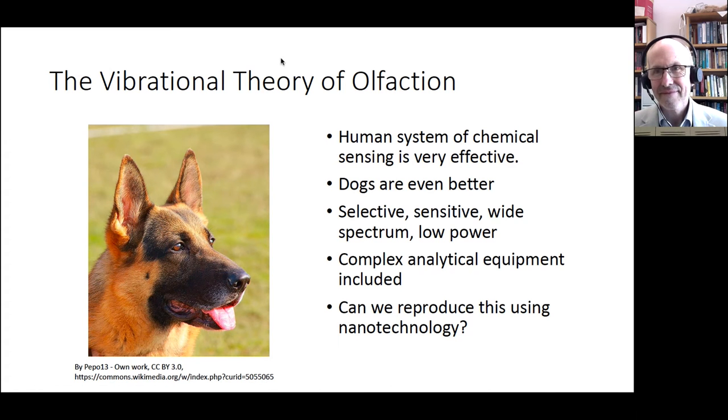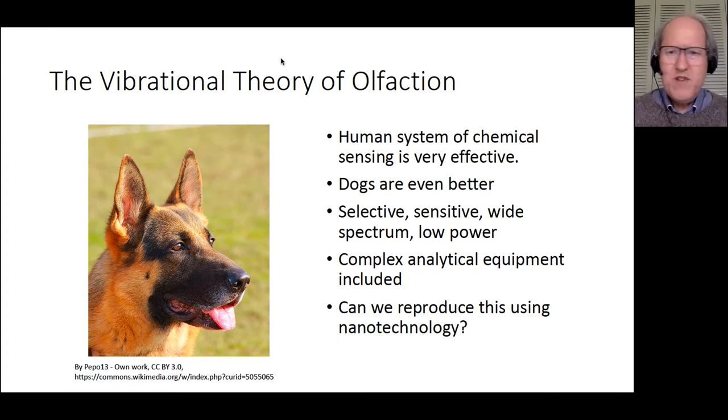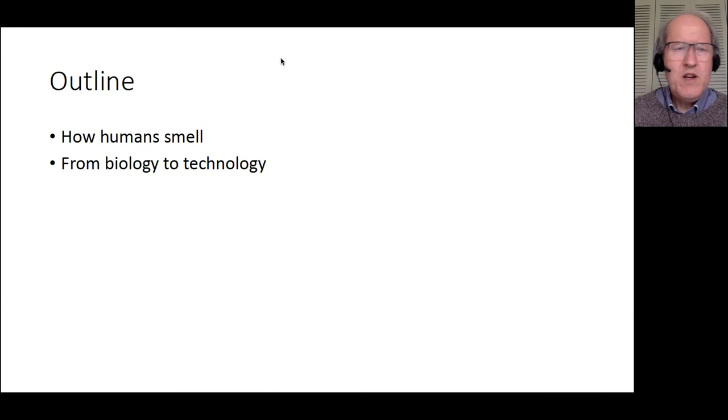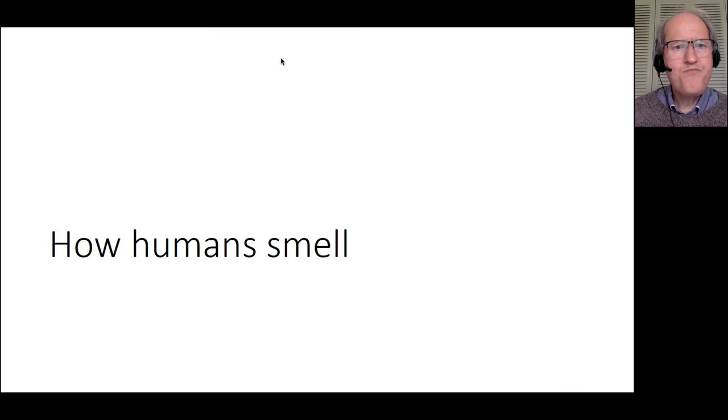And I'll go through the biology for a bit, and then for reasons I hope will become clear, I'll switch over to nanotechnology. There's a clear link between the two, but I think I'll wait until I get to that point for explaining what that's all about. Okay, so that's sort of the scene. So the way I'm going to divide this talk is first a description of how human smell works, what we know about that, and then I'll switch, as it says here, from biology to technology, and I'll explain the reason at that point.